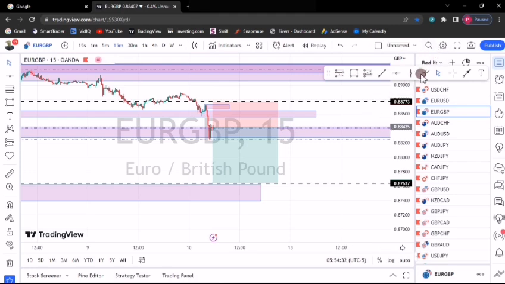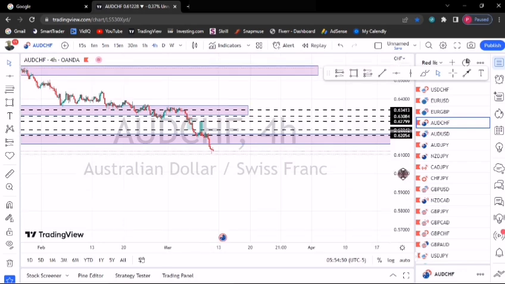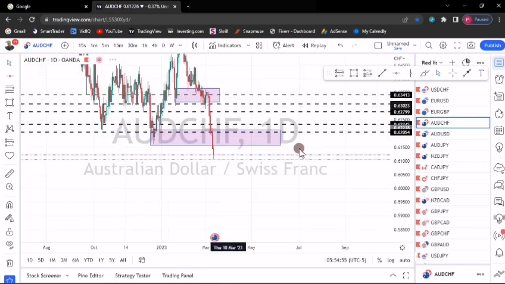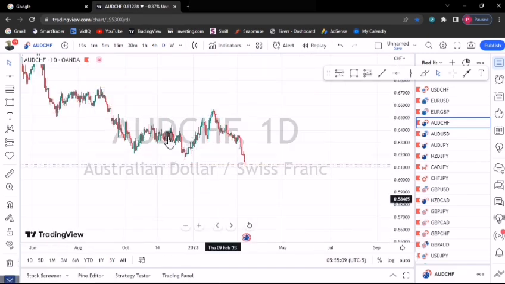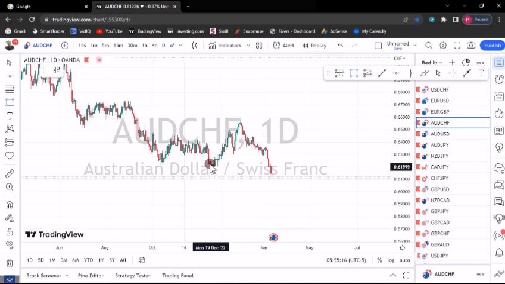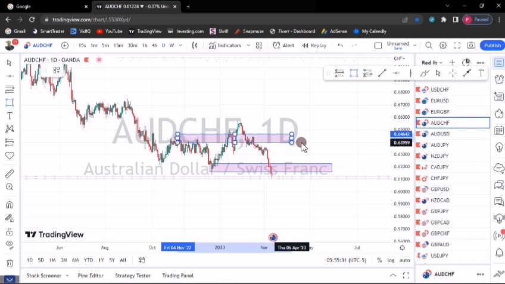That was EURGBP. AUDCHF. Okay, I cannot clearly see what's happening here. Let me take it to the daily. Let me remove everything. This is a downtrend, and on a downtrend, you mark the lowest point where price reversed, and this is the lowest point and that lowest point began, I can say it began right there.